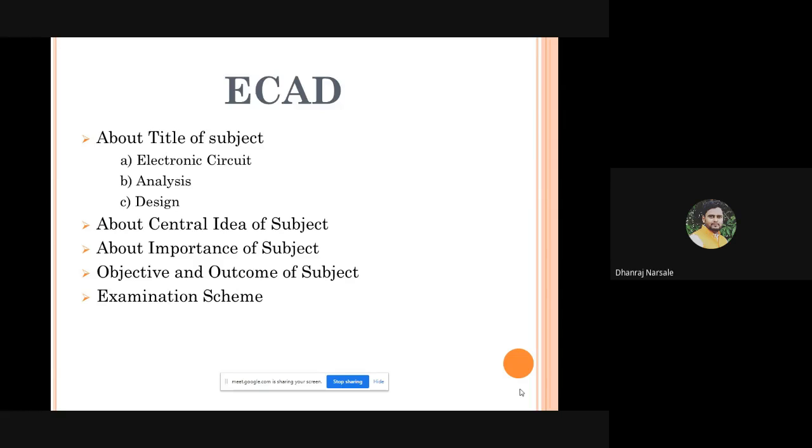In this way, in electronic circuits also, we have to do the analysis of the electronic circuit with the help of theoretical value and practical value.